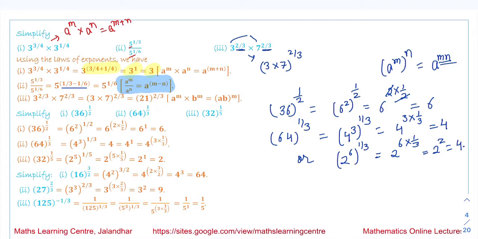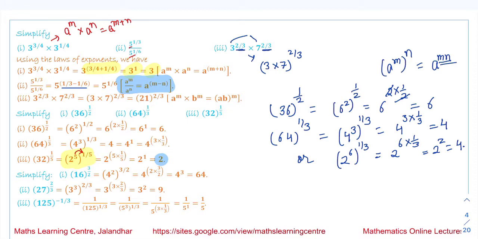Next is 32 raised to the power 1 by 5. In this case, we have 2 raised to the power 5, whole raised to the power 1 by 5. So the powers get multiplied, and the answer we are left with is 2.